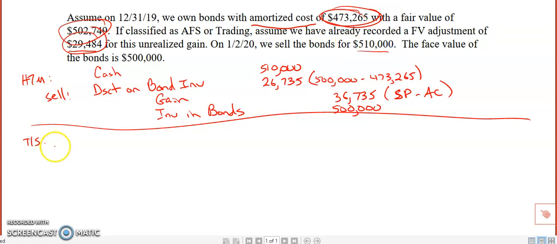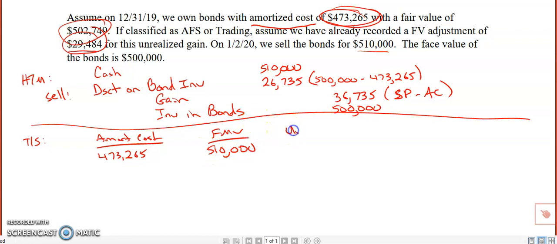So what we need to do is say, well, we've got amortized cost, and that's 473,265. We've got the fair market value, and that is 510,000. And then we have the difference, let's call that the unrealized gain or loss, and that's a difference of 36,735. So remember, we've already recorded an adjustment. So the beginning balance over here in our fair value adjustment T account is at 29,484.